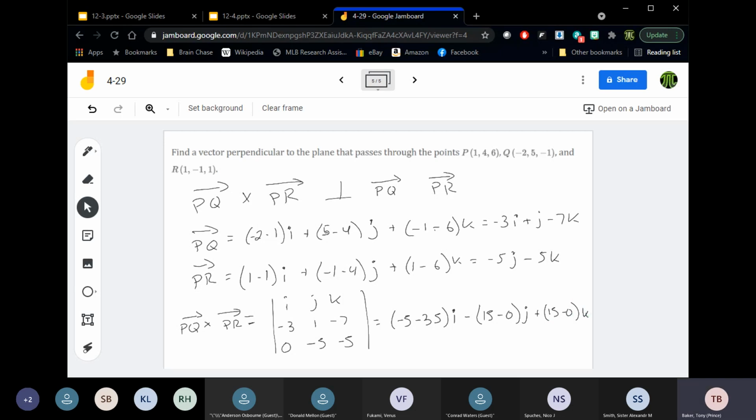So my cross product is -40I minus 15J plus 15K. That would be the cross product, and that would be a vector that is perpendicular to the plane.